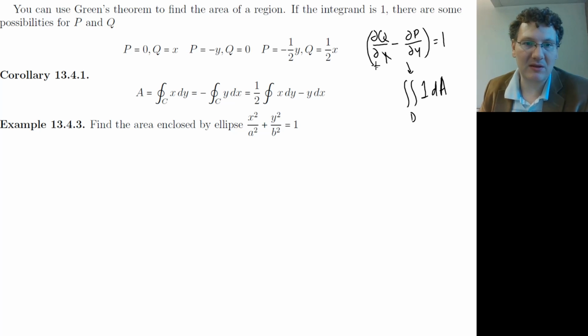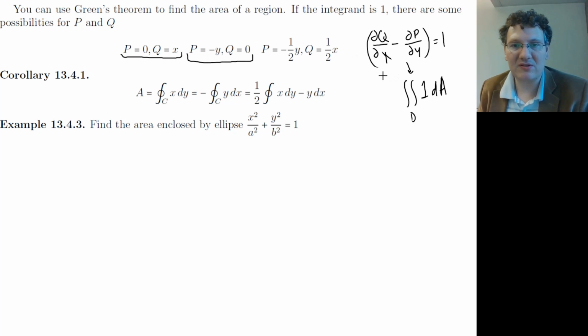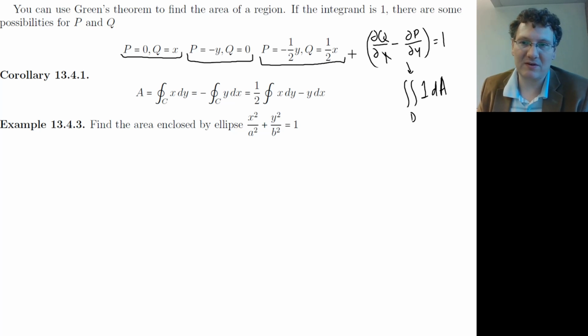And here are some possibilities where this difference of partial derivatives equals 1. You can, for example, let p equal 0 and q equal x. You could let p equal negative y, q equal 0. You could let p equal negative 1/2 y, q equal 1/2 x. These are a couple possibilities where the difference is going to be 1. There are other possibilities, of course, too.